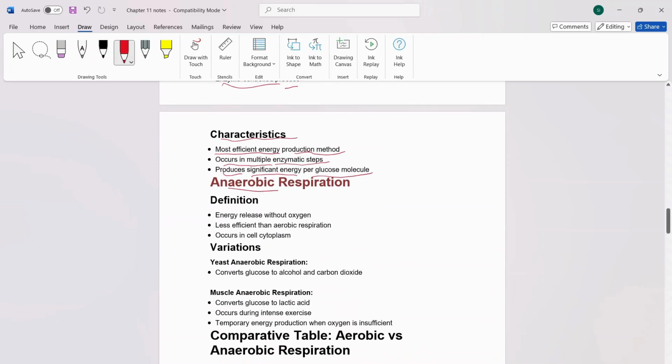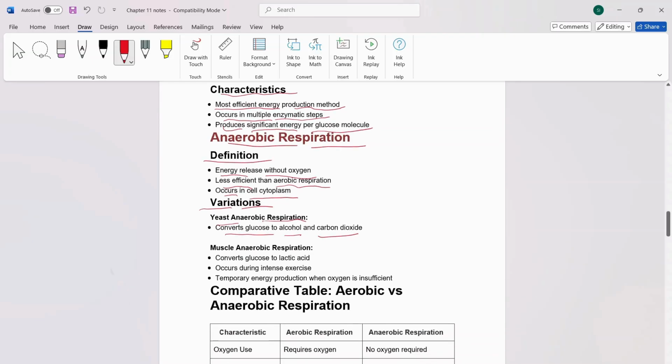Now we have anaerobic respiration. Definition includes energy released without oxygen, less efficient than aerobic respiration, occurs in cell cytoplasm. Variation, yeast anaerobic respiration converts glucose to alcohol and carbon dioxide. So this is the variation, guys. Muscles anaerobic respiration converts glucose to lactic acid, occurs during intense exercise, temporary energy production when oxygen is insufficient.